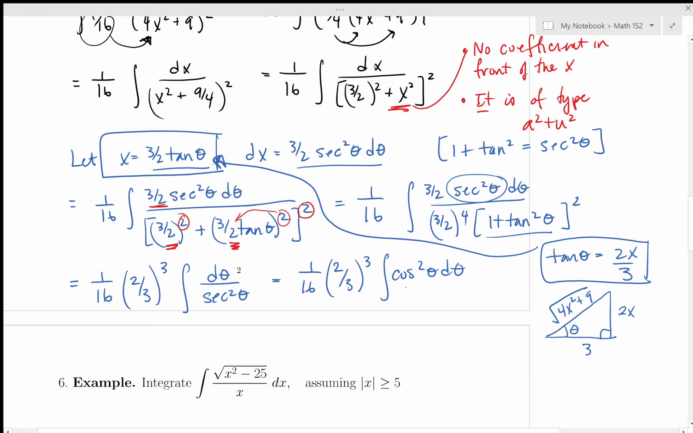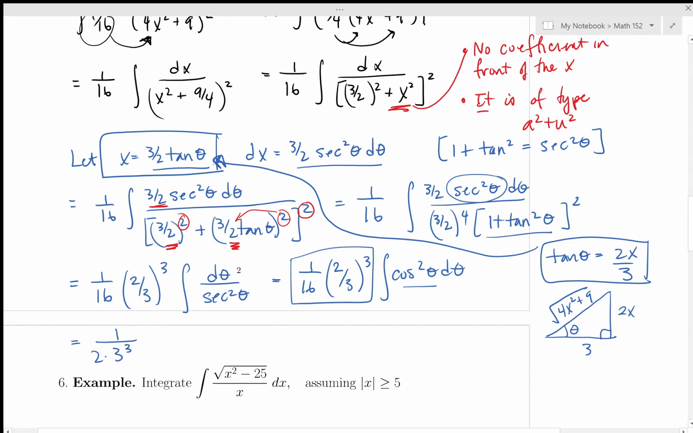Okay, now I'm going to integrate cosine squared, which I've already done twice. So I'm going to do that in one step, and I'm also going to simplify this numeric expression right here. I mean, 16 is 2 to the 4. So I have 2 to the 3 in the denominator and 2 to the 4 in the numerator. That's going to give me 1 over 2, and then 3 to the 3. That's 2 cubed divided by 2 to the 4.